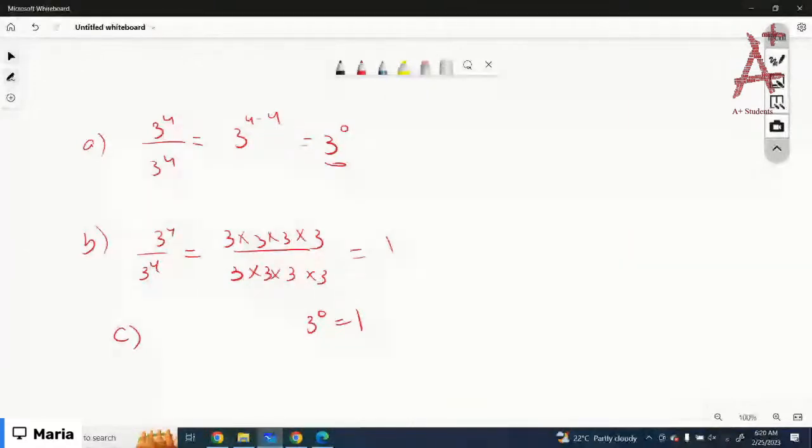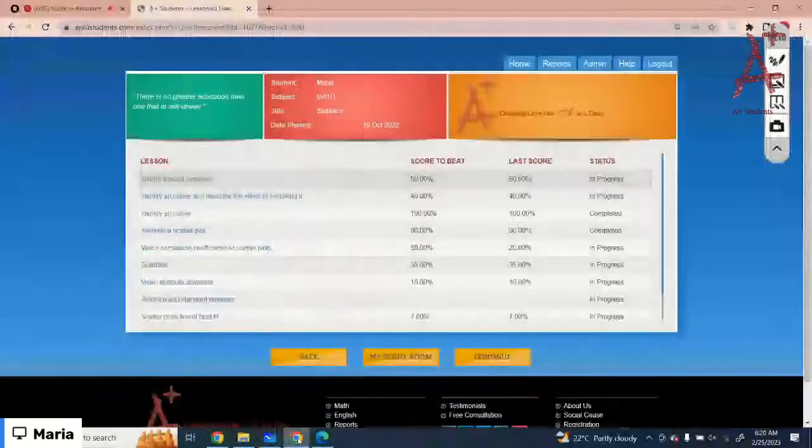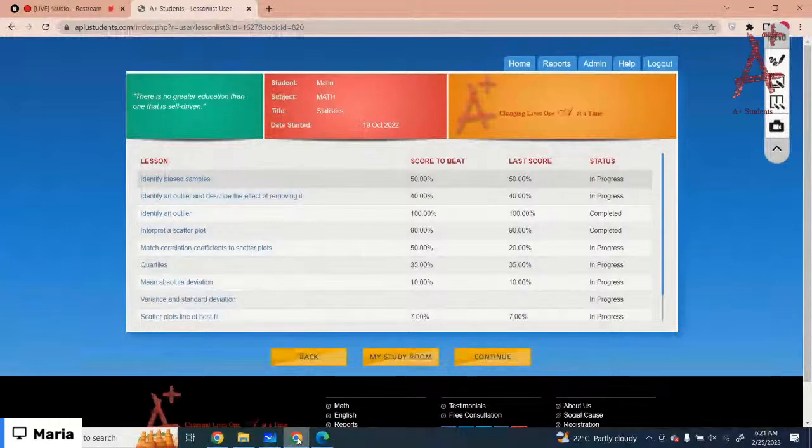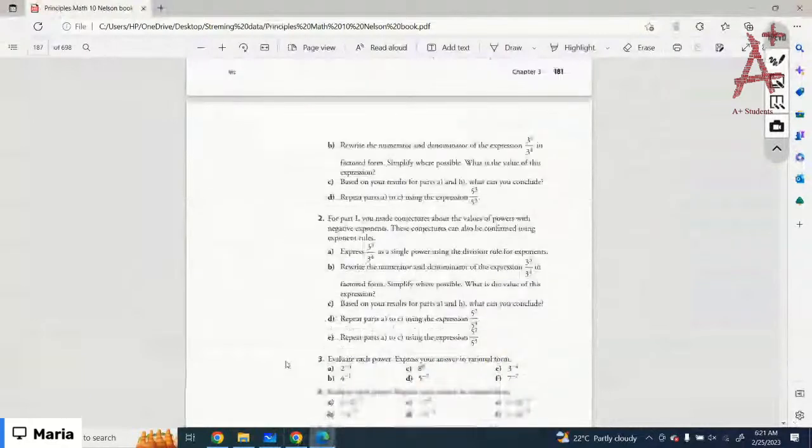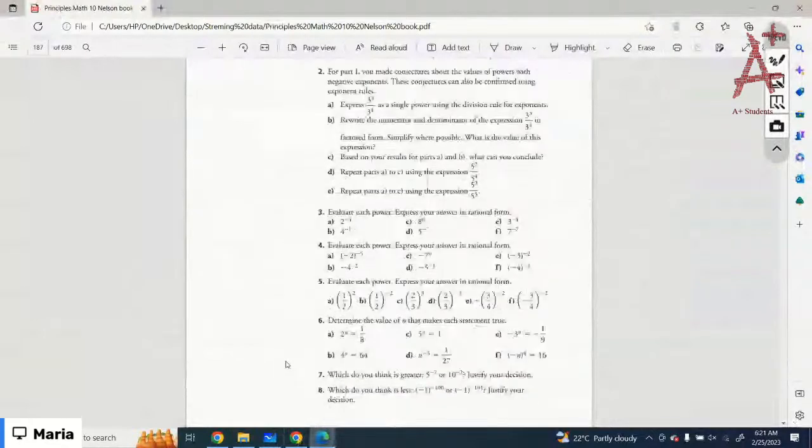Okay, the next one is repeat. Okay, leave D part. Okay, let's move on to question number 3. Evaluate each power, express your answer in rational form. So let's just move on to question number 3.